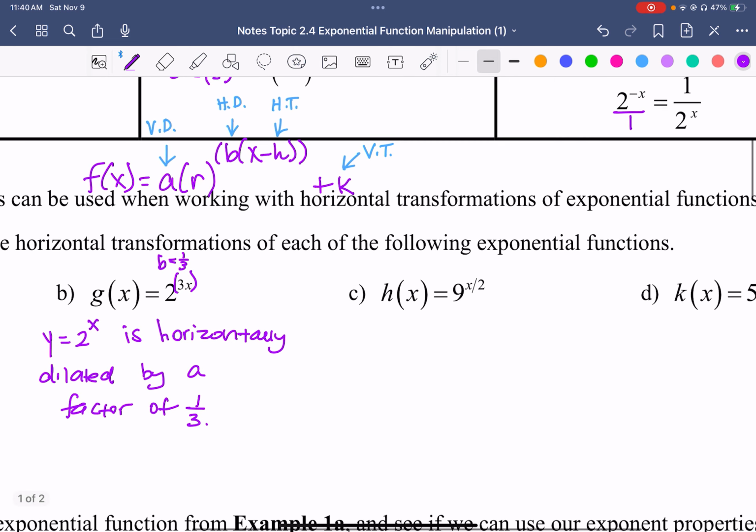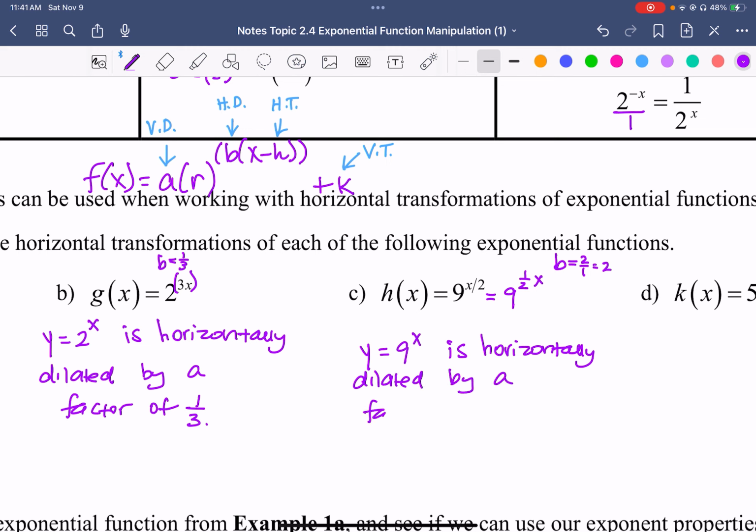Okay, now let's look at C. We have 9 to the power of x divided by 2. We know that dividing by 2 is the equivalent of multiplying by 1/2. So I'm going to rewrite it as 1/2 times x. It makes it easier to see what you're multiplying by. And then again, when you're multiplying, that means that's the letter b. And then b is always the reciprocal. So instead of 1 over 2, it would be 2 over 1, which is just 2. Okay, so the original function would be y equals 9 to the power of x is horizontally dilated by a factor of 2.